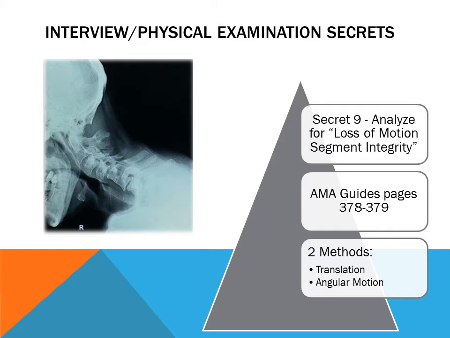And the procedure for doing so is described in the AMA guides on pages 378 and 379. And it basically involves two methods. It involves an analysis using measurements of vertebral translation, in other words, anterior to posterior shifting of one vertebrae on another. And it also involves a measurement of angular motion. So there are translation measurements and there are angular motion measurements.